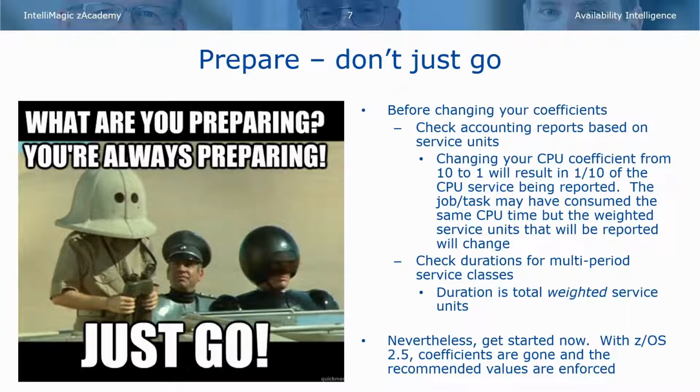But as of 2.5, assuming you do upgrade, the coefficients will quite literally disappear. The values will be fixed internally, and total service units will be equal to unweighted CPU service units. That's it. That's all. No IOC, no MSO, and no higher multiplier for CPU either. So let's take a look at unweighted service units.